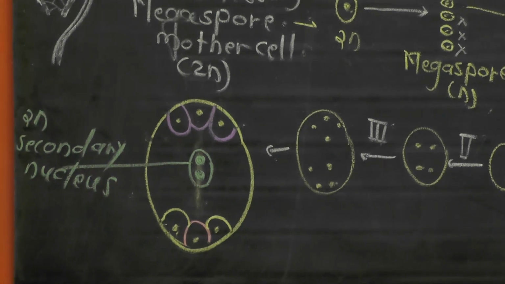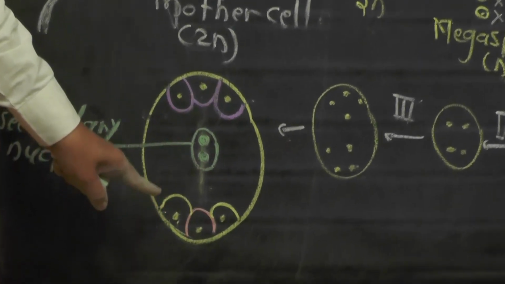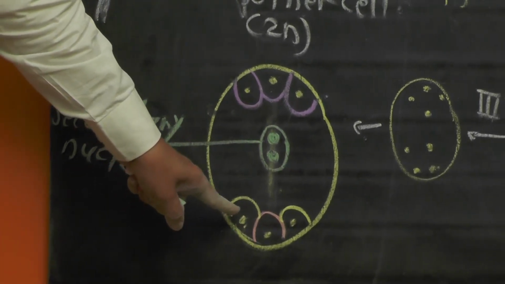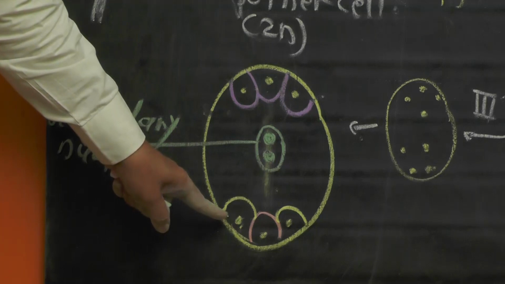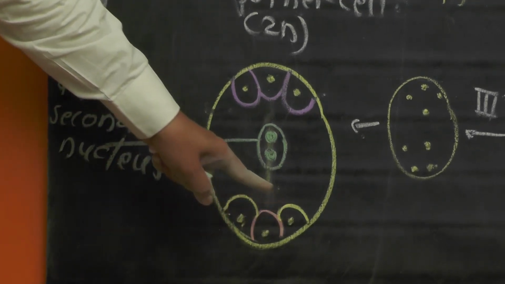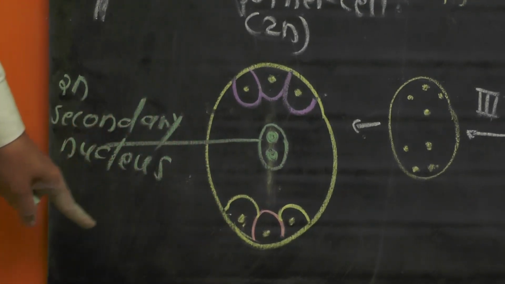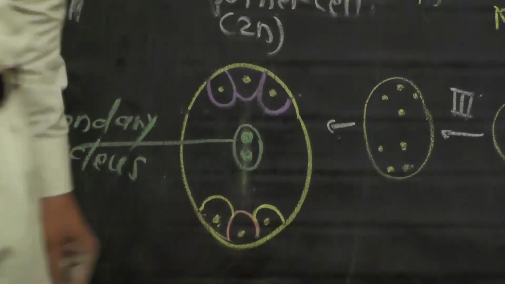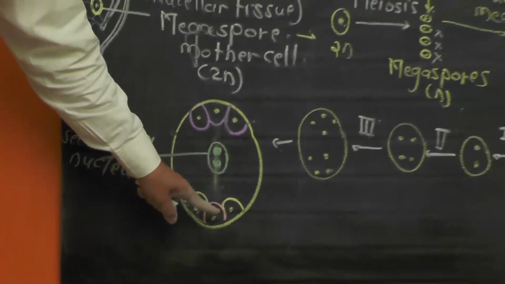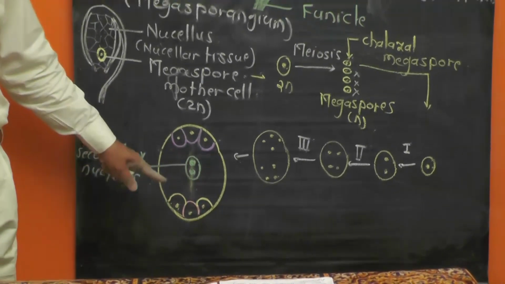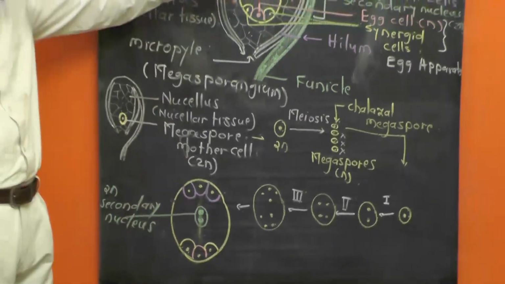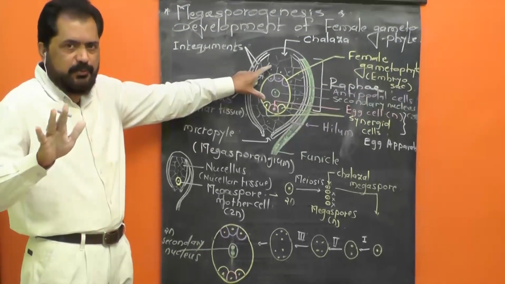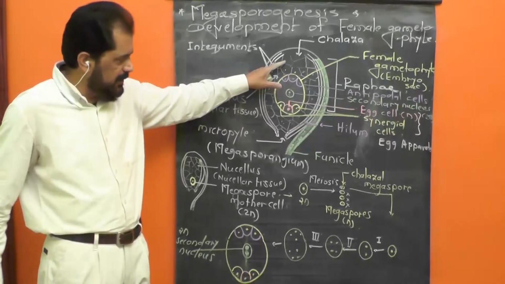Now, the group of three cells present towards the micropylar end, together are called the egg apparatus. Am I right? Together called the egg apparatus. Please compare this diagram with this female gametophyte. The same colors here I have used for your proper understanding.